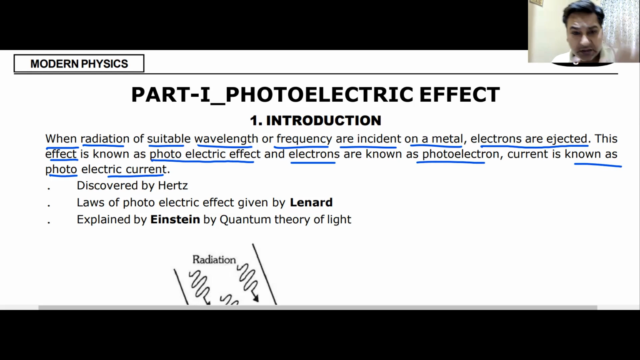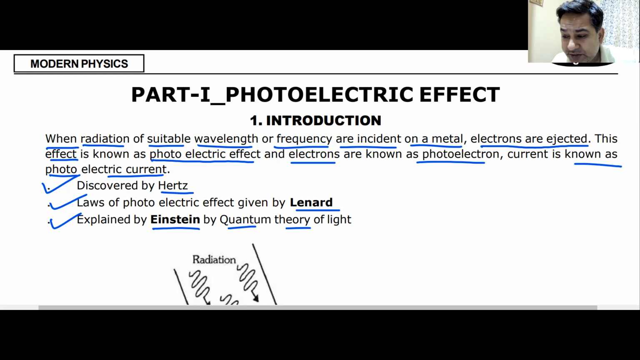Yes, sir. Some important facts, you just need to remember, because it may come as an objective question, whether in your boards or whatever. This was discovered by Hertz. Laws of photoelectric current were given by Lenard, and it was explained by Sir Albert Einstein by something known as quantum theory of light.